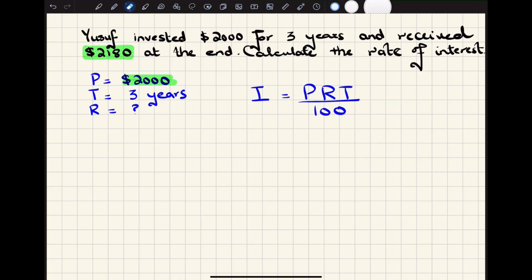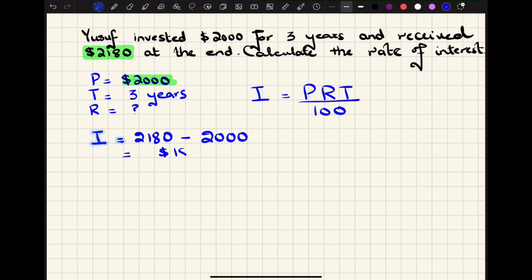Okay, he invested 2,000 in the bank and after 3 years received 2,180, and did nothing else. So over these 3 years, your amount changes because of the interest. So the interest amount earned over a period of 3 years would be the final amount that you have in the bank minus the principal amount. So basically, Yusuf earned $1,080 in interest.